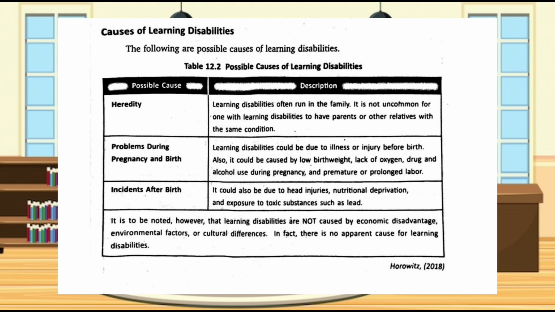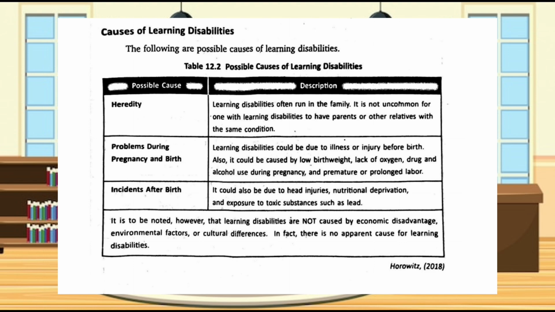Learning disabilities, or LDs, arise from complex interactions of various factors, many of which affect brain development and function. Here are the key categories of possible causes. First is the genetic factors, or heredity. Learning disabilities often run in families, suggesting a genetic component. Children with a family history of LDs are more likely to have similar challenges. Specific genes related to brain development and cognitive functions may be involved.